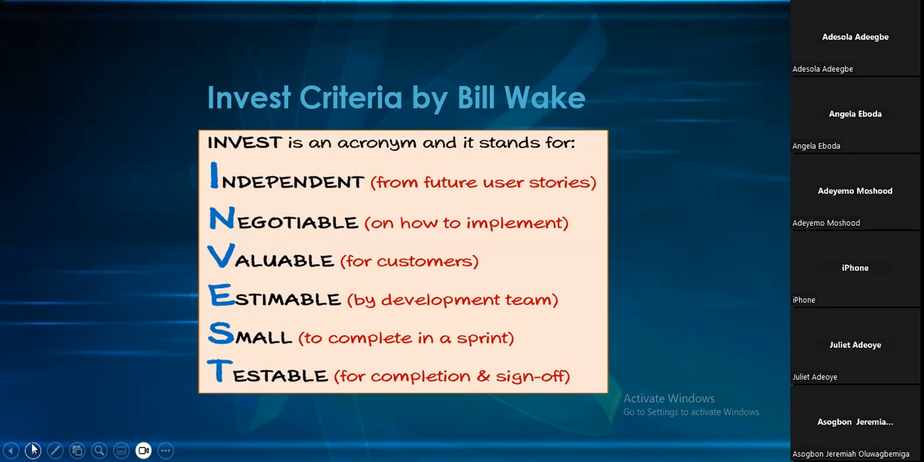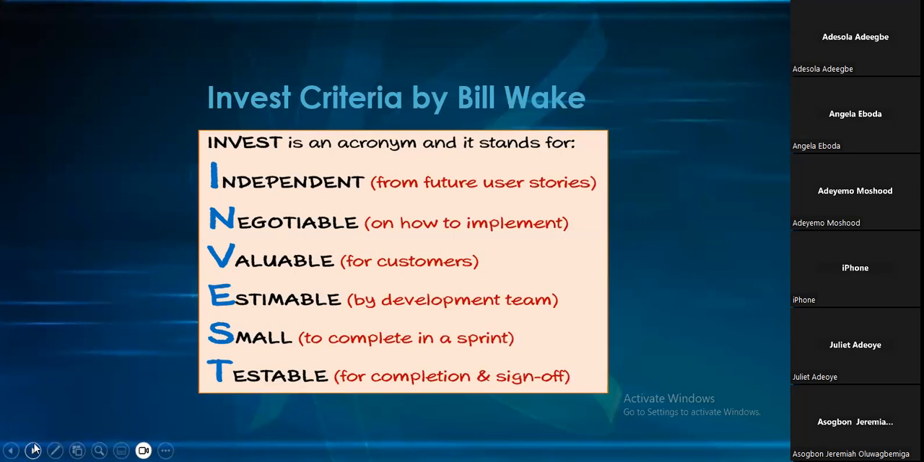Because you cannot always go to the sprint review and tell your customers or stakeholders that we did not finish it, because what? They're paying you every day. So it must be something very concrete that they can relate to as to why you did not finish it. So that's that testable. Everything must be able to be tested for completion and sign off.